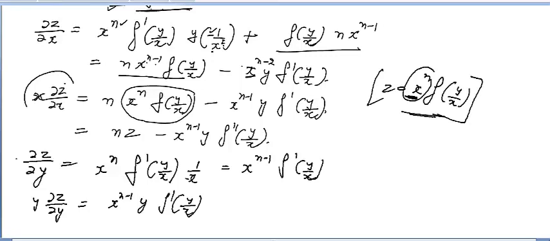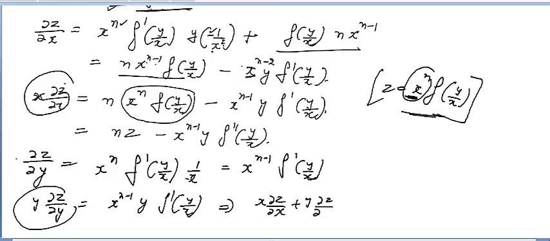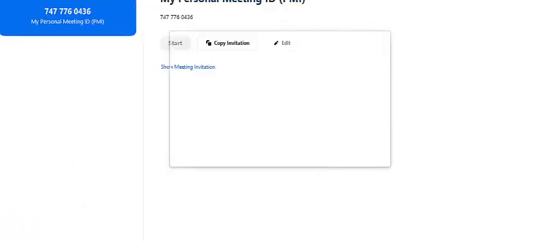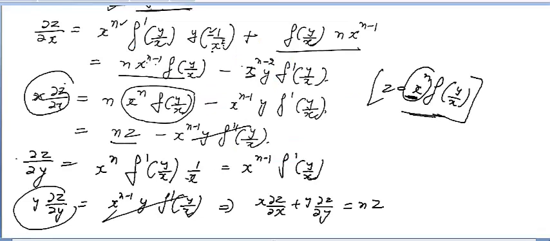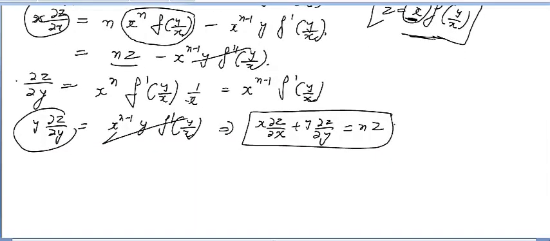Now by adding this and this, you get x ∂z/∂x plus y ∂z/∂y. The other terms cancel out, and you are getting only nz. So this is the proof. Student, you are getting the required answer, and we have proved this theorem. You know that n is the order, so if z is any homogeneous function of order n, you can write this result directly by using Euler theorem. So this is the proof, the final answer.